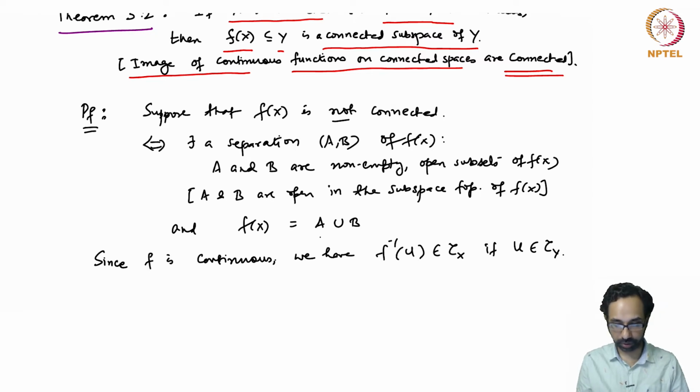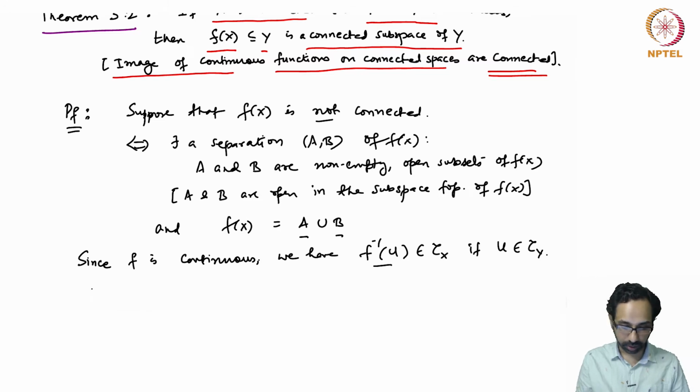So now we are going to see what are f inverse of A and f inverse of B, these sets from the separation that we have of f(X). We want to see what the inverse images of these sets look like. So now since A and B are open, we have seen that A and B are open in the subspace topology of f(X).